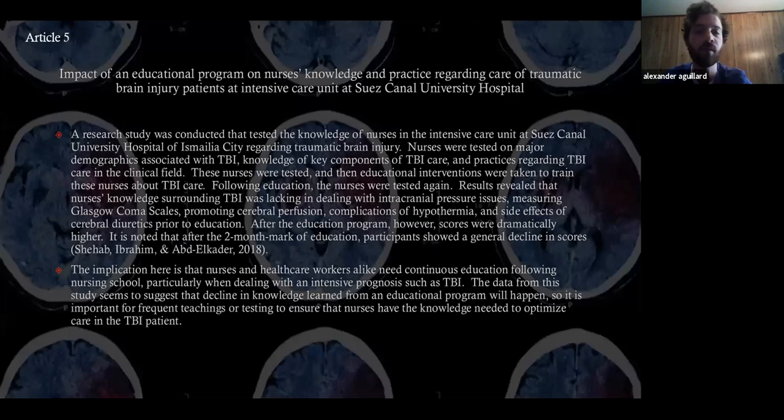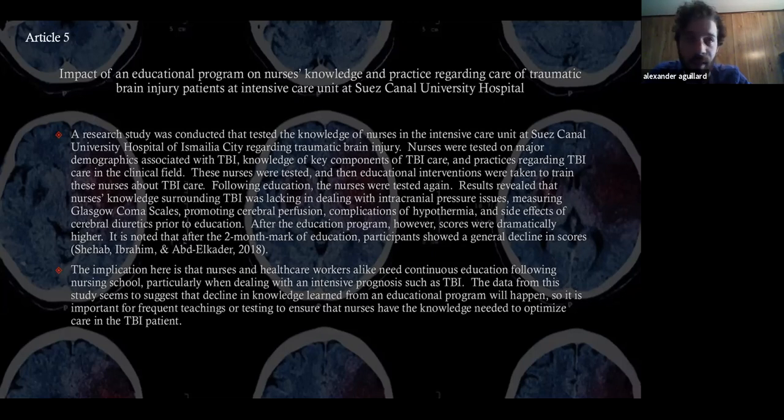Next, the impact of an educational program on nurses' knowledge and practice regarding care of traumatic brain injuries in the patient at Suez Canal University Hospital. This was a research study that tested the knowledge of the intensive care nurses. They tested them before the educational program, and then the hospital implemented an education just touching base again on traumatic brain injury. And they tested them again. It showed through the roof they had better scores after the educational program.